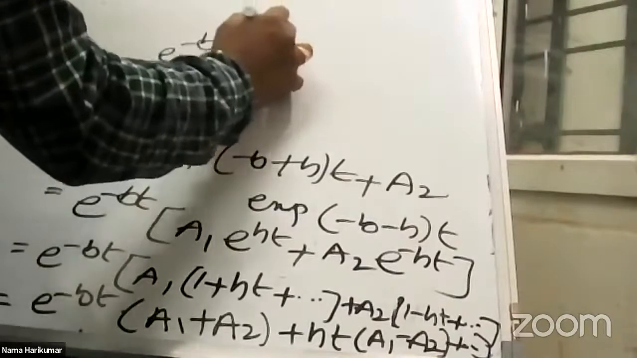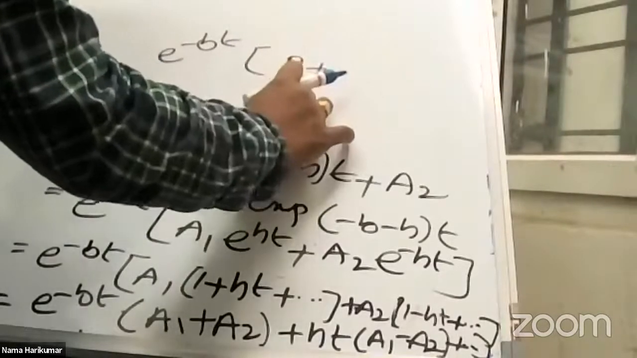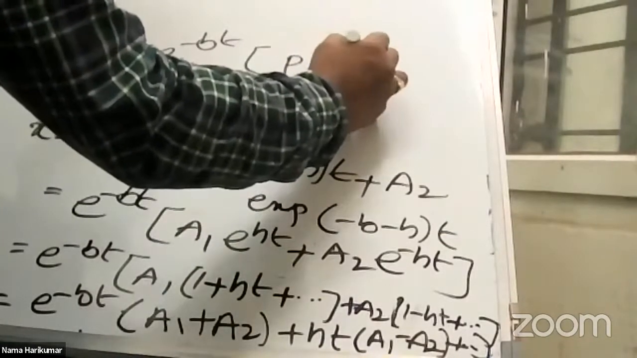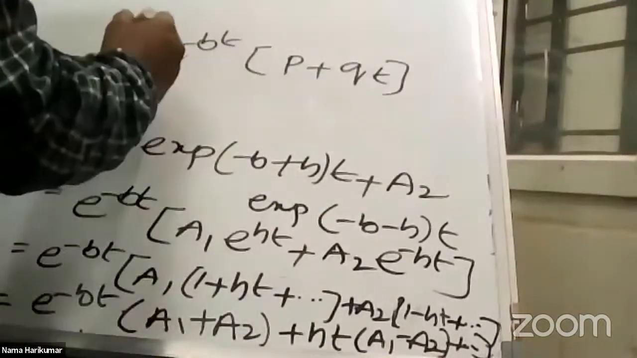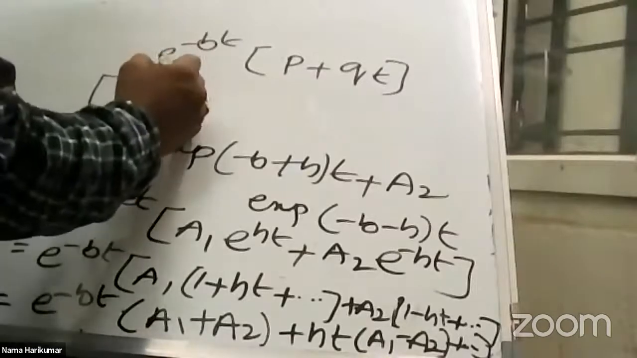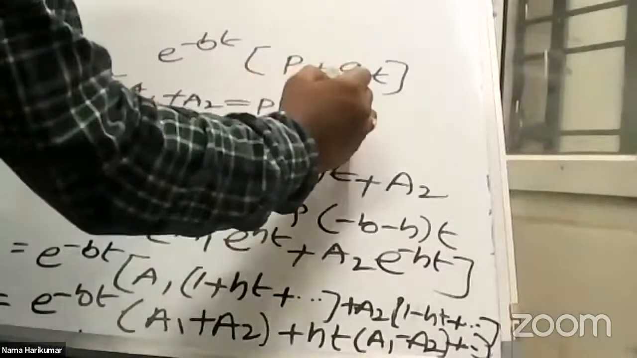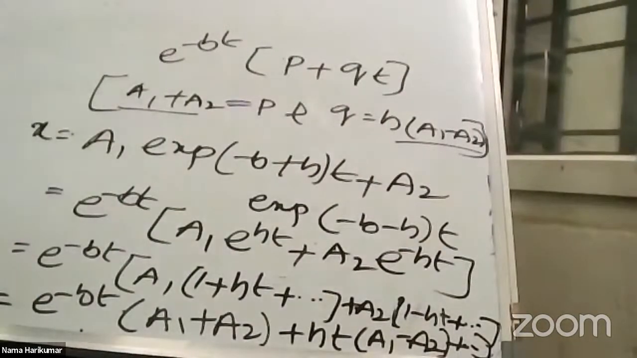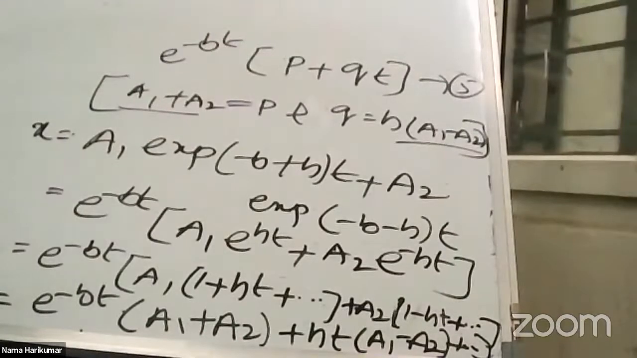So finally you will get the equation. That equation is the critical damping equation. So e to the power of minus b t, where a1 plus a2 you put as p, and h into a1 minus a2 you put as q. So a1 plus a2 is p, and q equals h times a1 minus a2. Okay, so this is the equation: e to the power of minus b t into p plus q t. This is the critical damping equation.